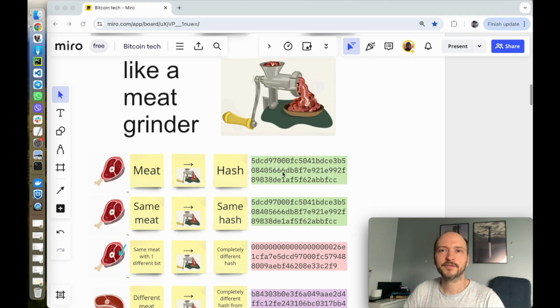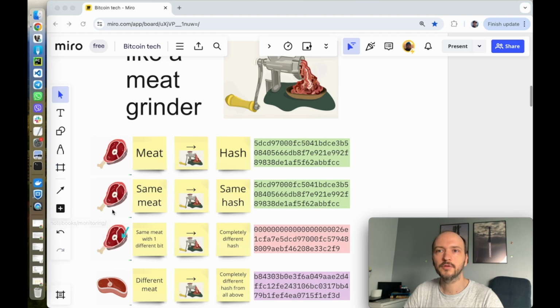And the result depends on what was in the input, but the result is mixed quite significantly, so that you cannot understand what was the initial piece that the result was produced from. And the hash algorithm works in such a way that if you give the same piece of meat, which means the same file, exactly the same contents, it produces the same hash.